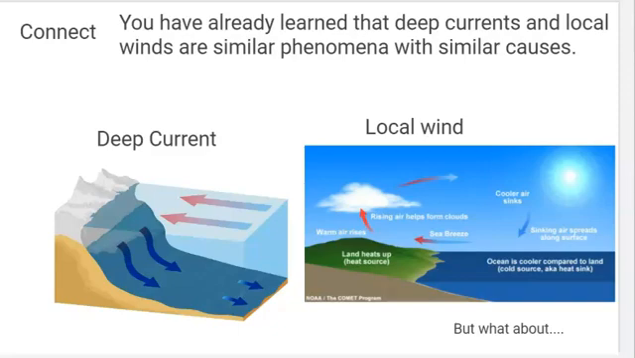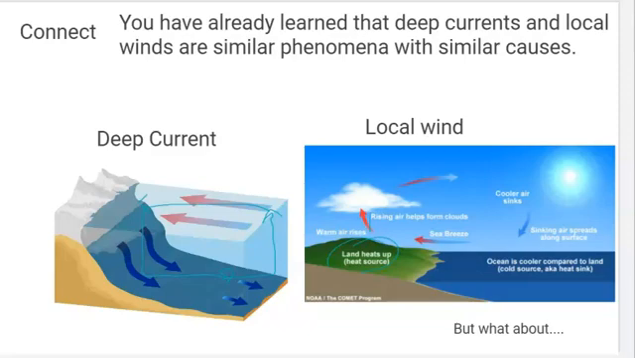So several weeks ago, we learned about currents and deep currents in the ocean, the ones that go down into the ocean. Those are convection currents, of course. Colder water sinks down, and when it gets to a warmer part of the earth, moves back up, density, and so on and so forth. And local wind works the same way, since the land heats up faster than the water during the day.